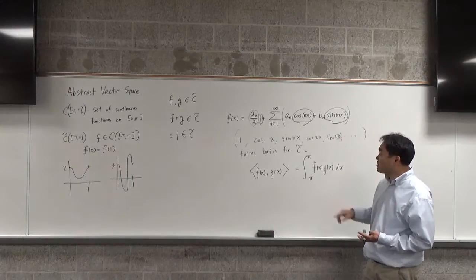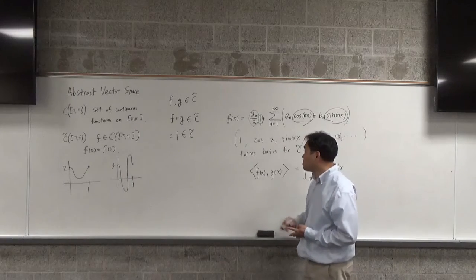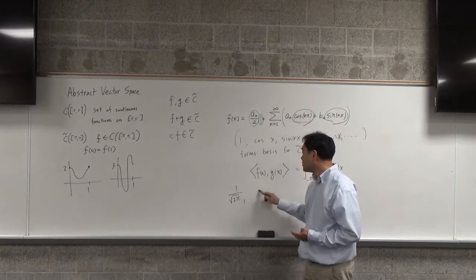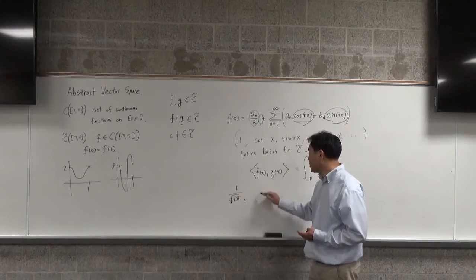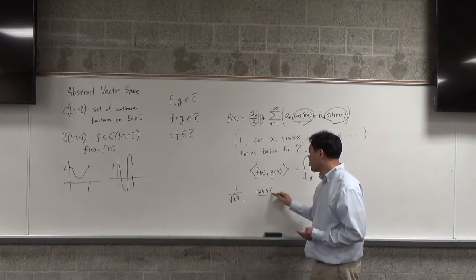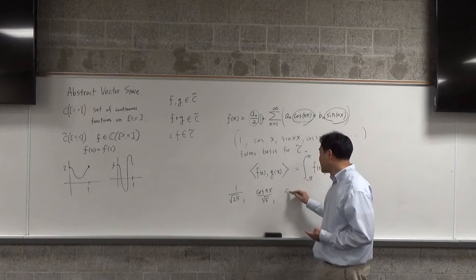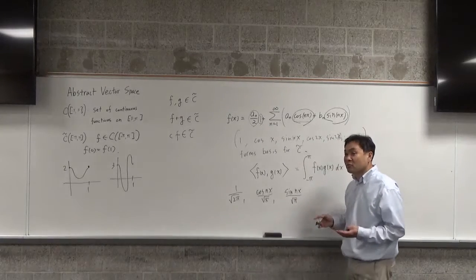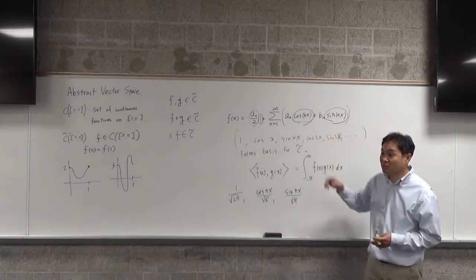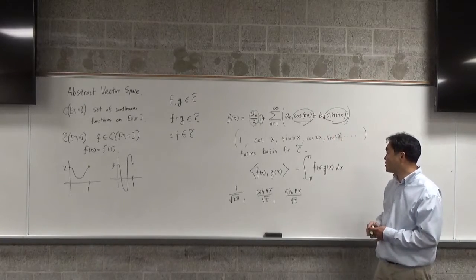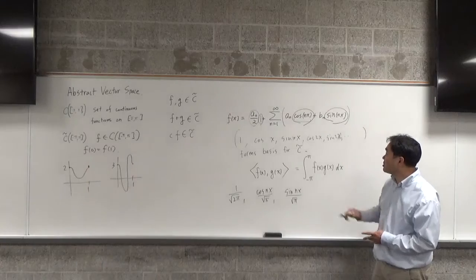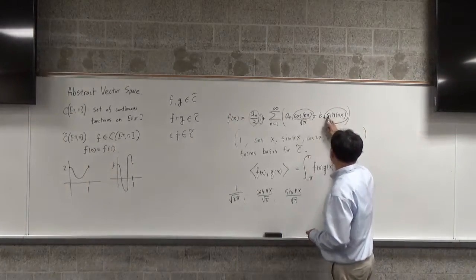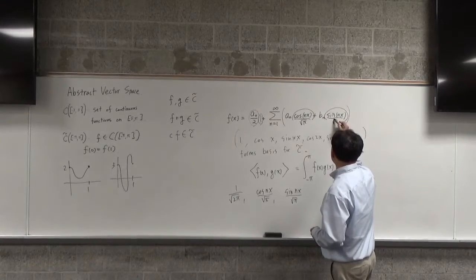And if you do that, then you can see that the normalized ones are 1 divided by square root of 2 pi, and cosine nx should be divided by square root of pi. Sine nx has to be divided by square root of pi as well. And that gives you a very nice way of finding the coefficients. So if you put those numbers there, these are unit vectors.